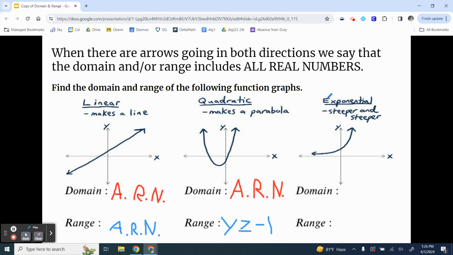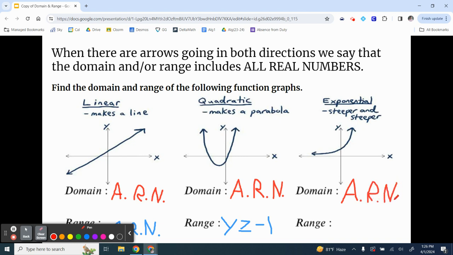All right, last up, we have these exponentials, the ones that just get steeper and steeper. Once again, we have an arrow going left and right, which means our domain is all real numbers. So when in doubt, if you're asked what the domain is and you see two arrows, you're more likely than not to see all real numbers. But you'll notice the range has been changing. For linear functions, yes, we got to say they were all real numbers again. For quadratics, they had to change. We had to say greater than or equal to wherever the bottom was.